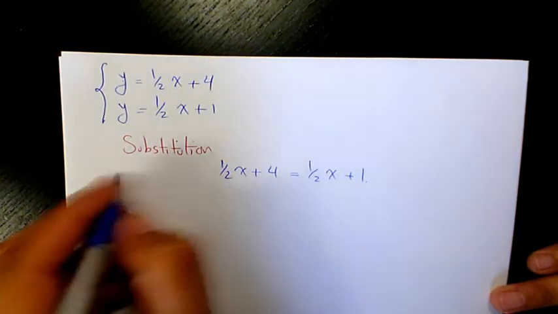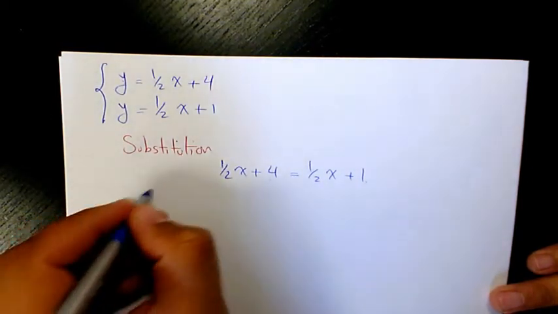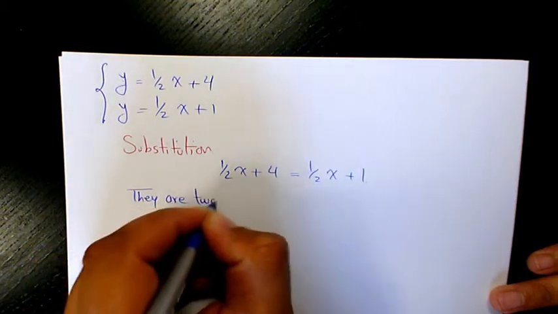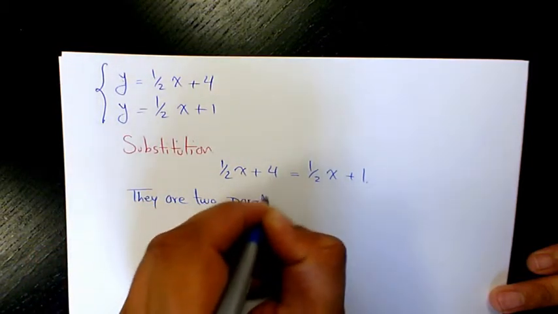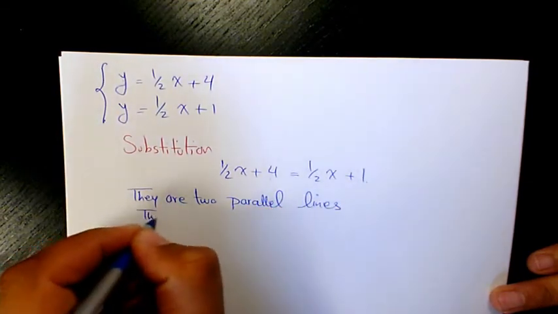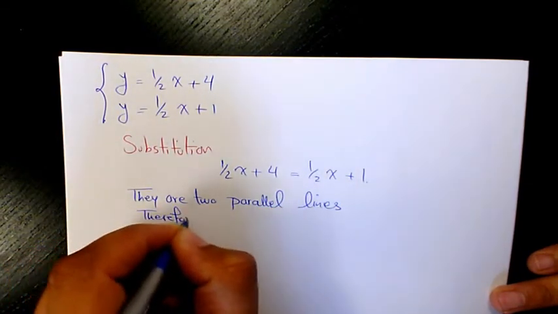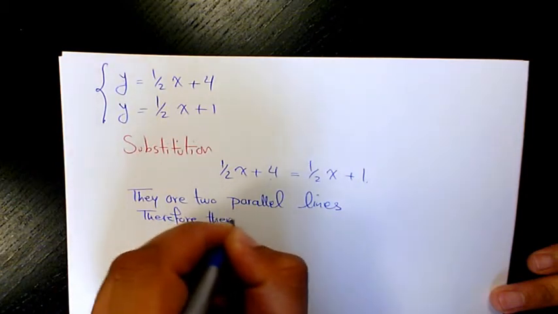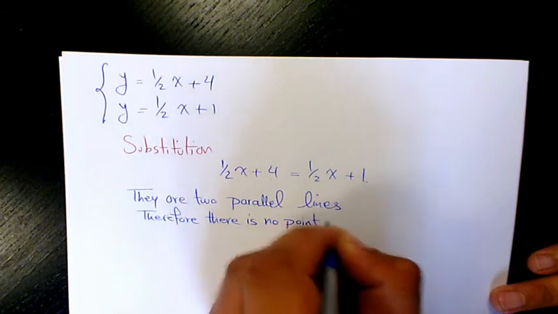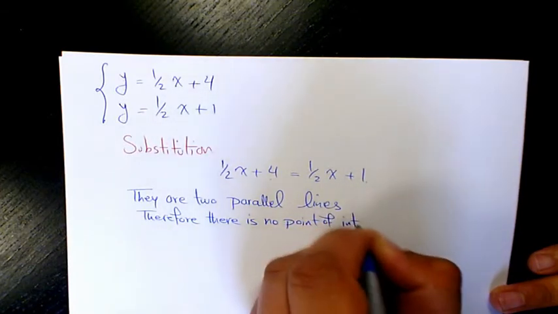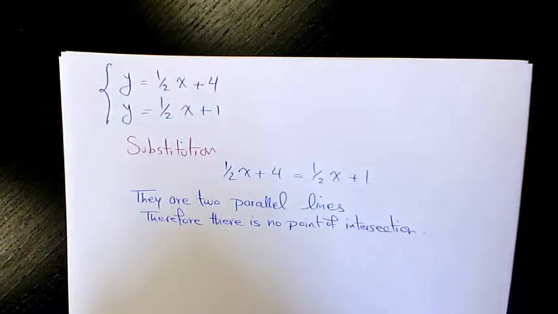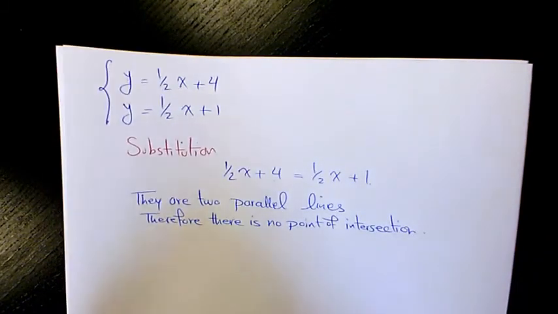So it means that you are talking about two parallel lines. Therefore, there is no point of intersection. Let's see the next example.